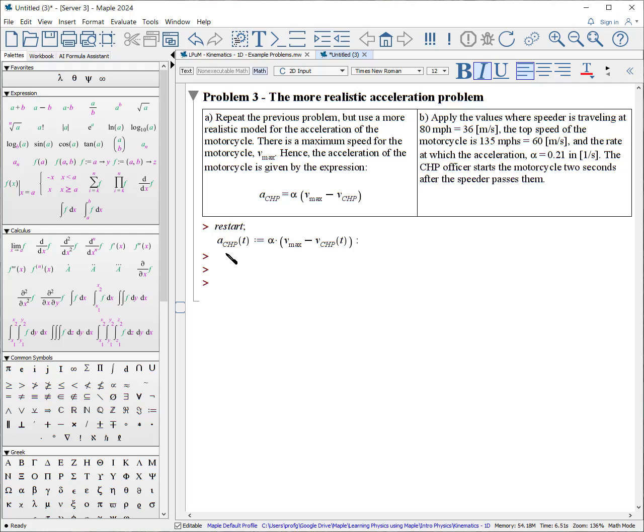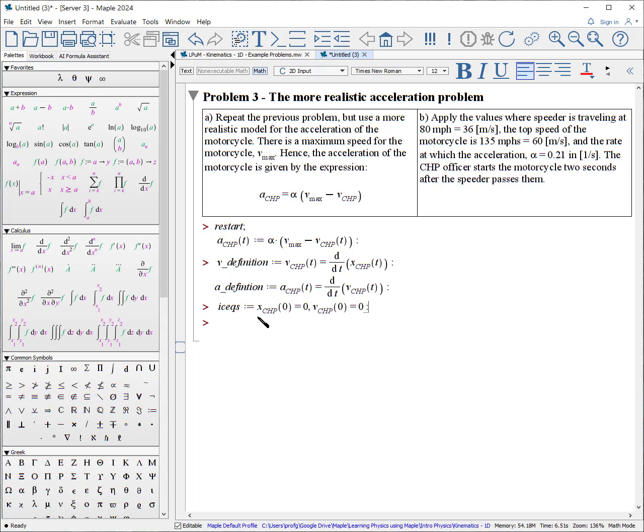We note the fact that the acceleration is not constant with time and in fact depends upon the velocity of the CHP officer. Therefore, we cannot use the same kinematic equations that you might have been required to memorize as part of one-dimensional kinematics. We have to return to the definition of acceleration and velocity. And here they are. Velocity is the time rate of change of position. Acceleration is the time rate of change of velocity.